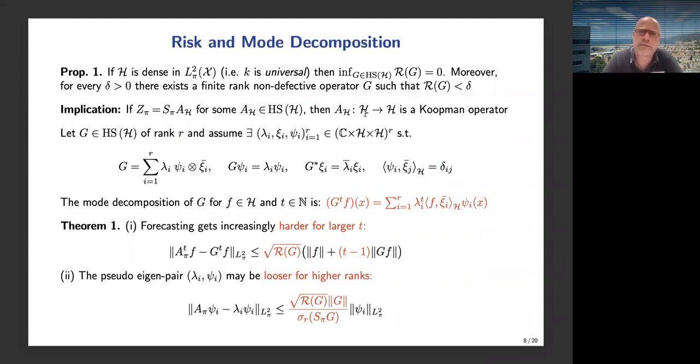In addition, if we have an operator G on the Hilbert space, which will have a certain risk, okay? If G is equal to A_H, the risk will be zero, perfect. But let's say we have another operator G, which will be our estimator that we will introduce shortly. If this operator has a spectral decomposition, and this is not a strange condition because typically there will be a spectral decomposition, then we can look at the mode decomposition, sometimes called dynamic mode decomposition, of the operator G. Then we can take its t-th power to approximate the conditional expectation after t steps of the dynamical system.